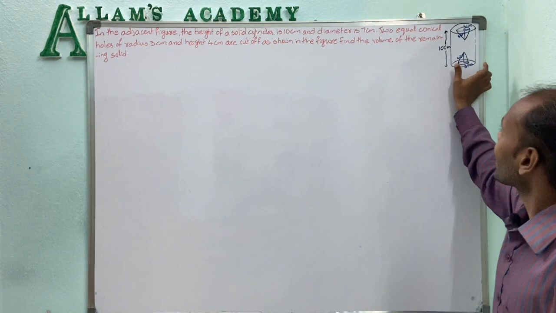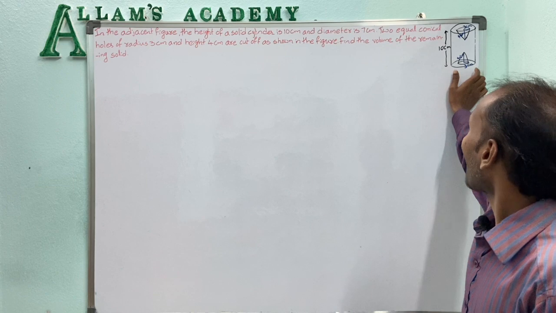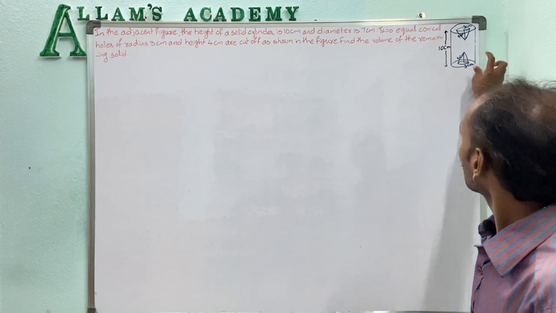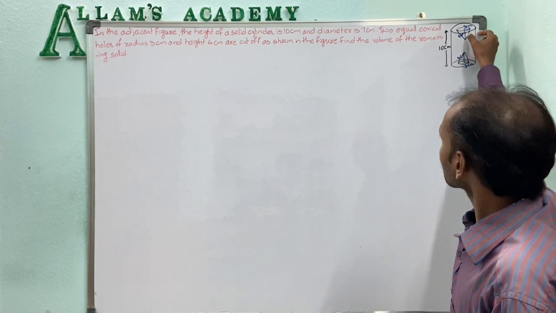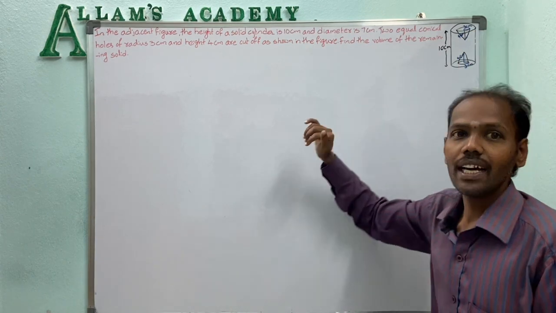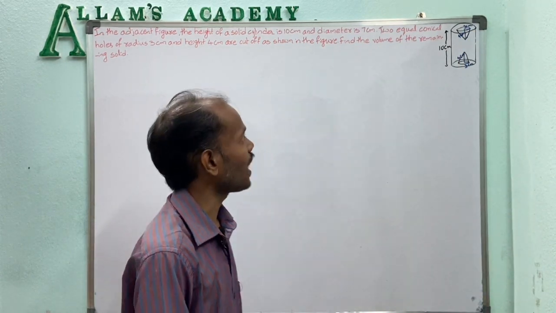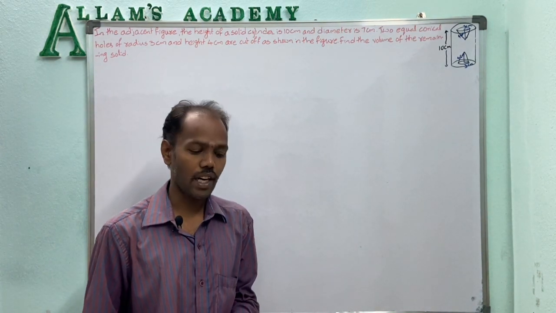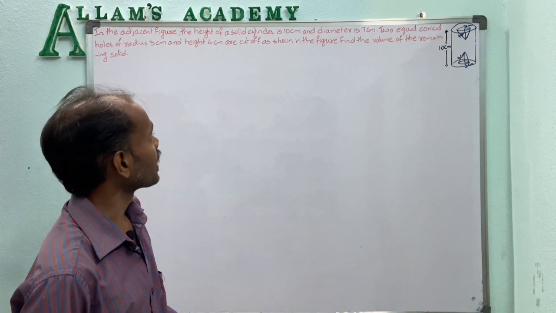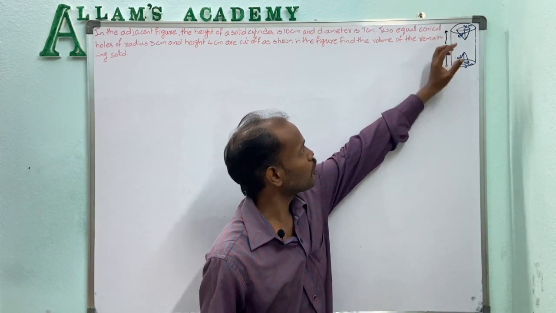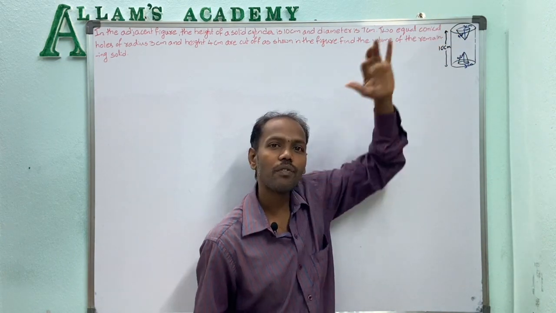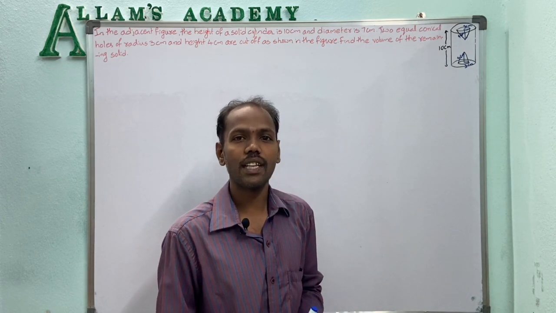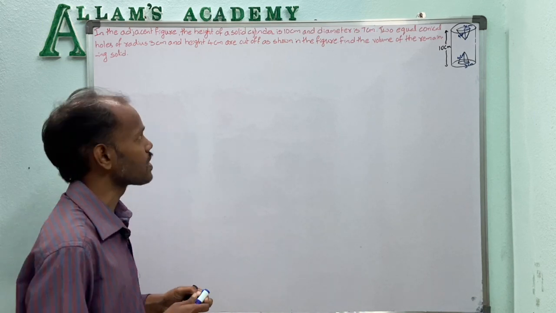So here a cylindrical solid is given. It has a height of 10 centimeters and diameter of 7 centimeters. From this, two cones with 3 centimeters radius and 4 centimeters height are cut off. So now we have to find the resulting volume of the solid. Here we subtract the conical volume from the cylinder's volume, then we get the remaining volume of the solid. Okay, so now we solve the problem.